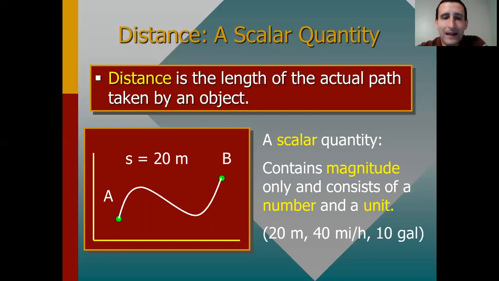It has a size, right? 20 meters versus 30 or versus 40. It has a unit. It's 20 meters, not 20 feet. So those are some examples of scalars. And distance is a scalar. Speed is a scalar. Volume, height, age, all these things are scalars. They're a number and a unit, and that's it.